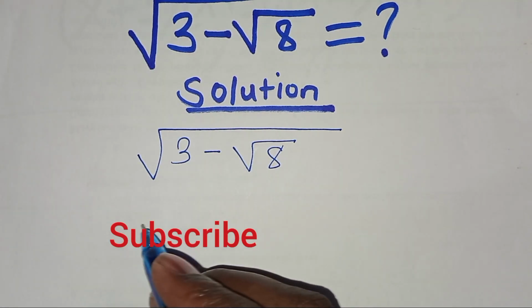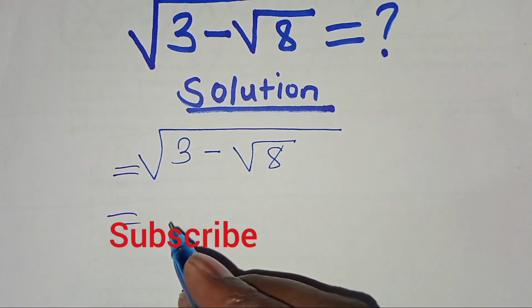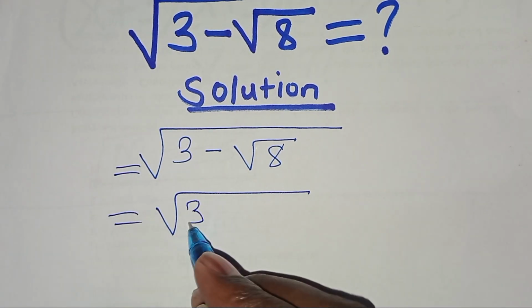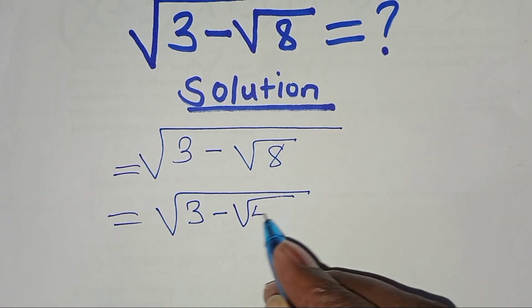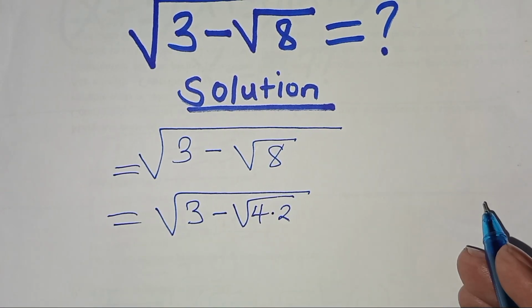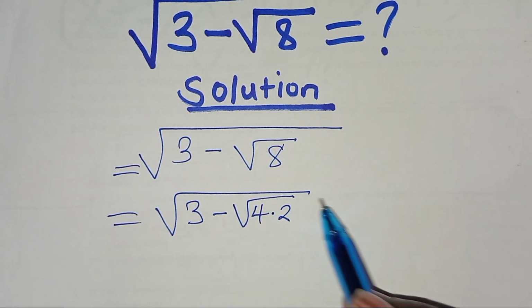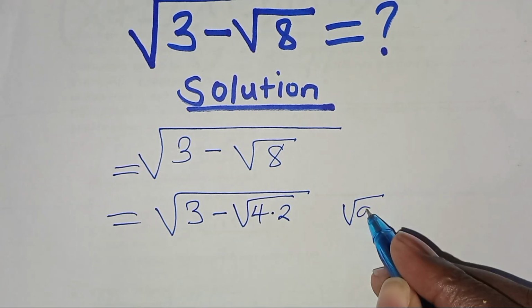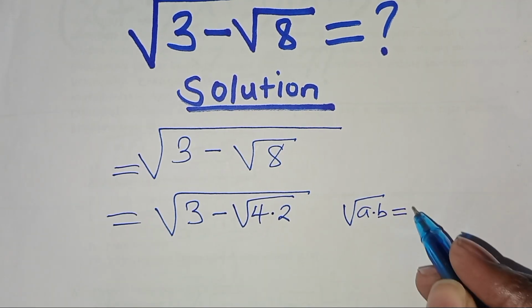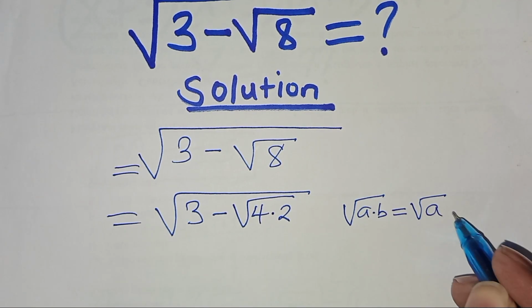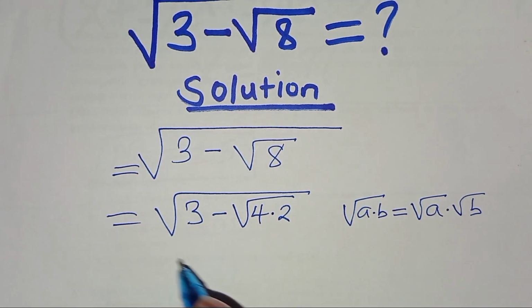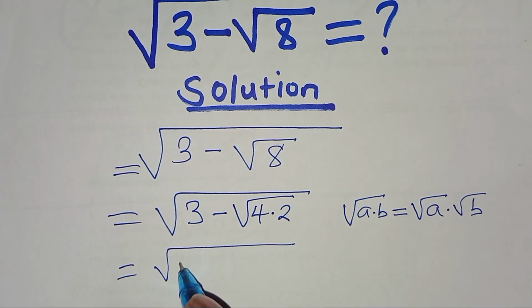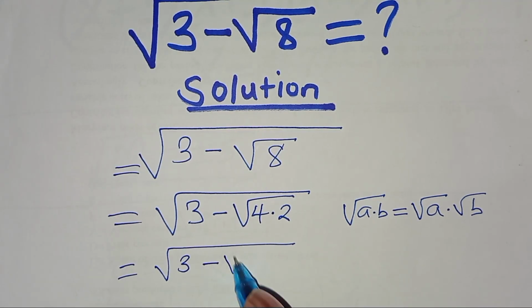This is the same thing as the square root of 3 subtract, now we can express square root of 8 as basically 4 multiplied by 2. If you are given square root of a times b, this can be expressed as the individual square root of a multiplied by square root of b. Applying this, we'll have square root of 3 subtract square root of 4 times square root of 2.